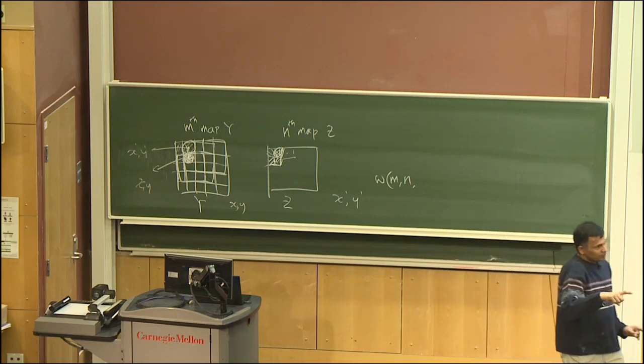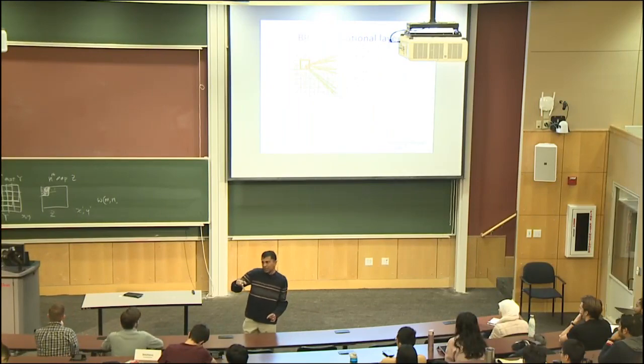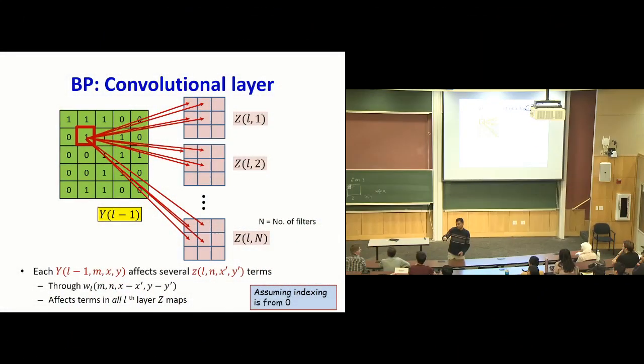Make sense to you guys? I seem to have lost you. So what would the index be? Yes? It's just going to be x minus x prime, y minus y prime, right?